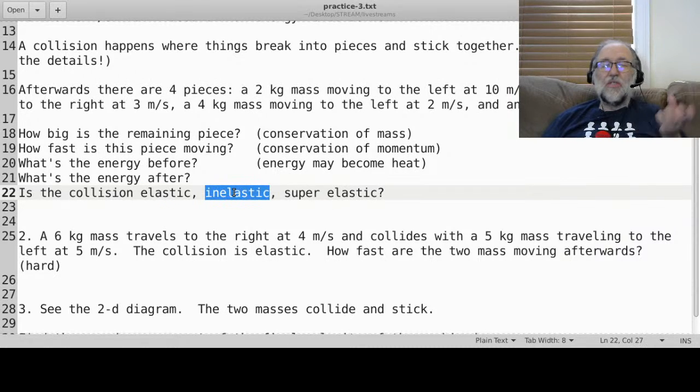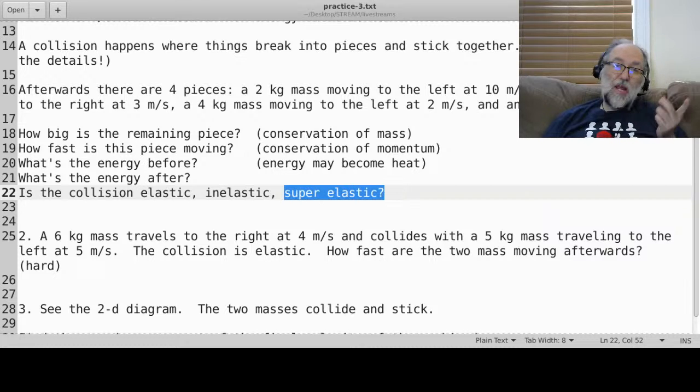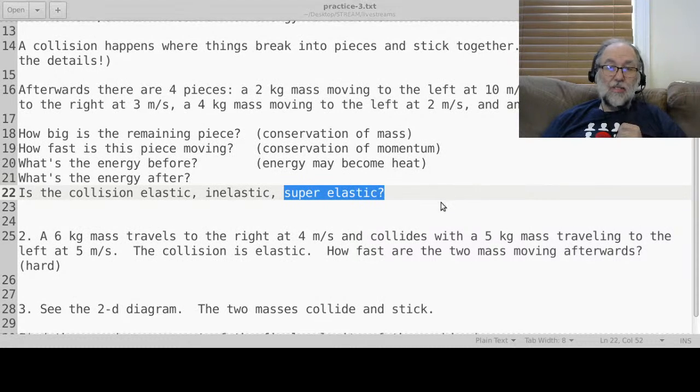If the energy after is less than the energy before, it's inelastic. And if the energy after is greater than the energy before, it's superelastic. And you might say, how in the world can a superelastic collision occur? You know how an inelastic collision occurs. The energy decreases because it's converted into heat by friction. But a superelastic collision, where did that energy come from?